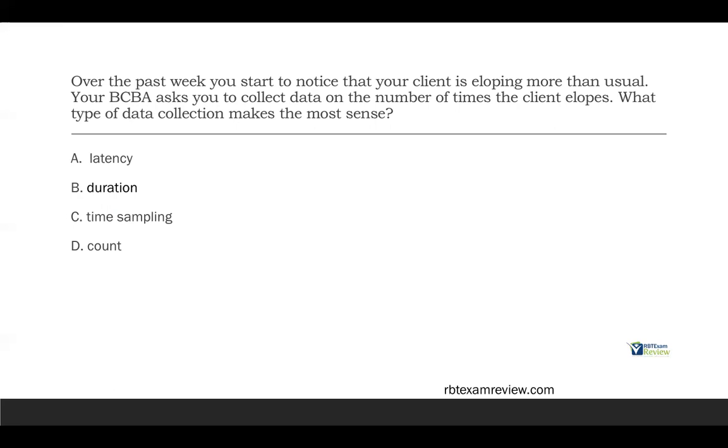What is another word for count? Frequency. Okay, so you're just counting how many times they elope. And that's the best type of data collection to use in this scenario. Okay, not everything has to be super complicated.